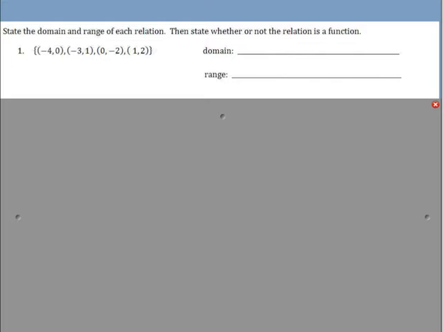So, we have some ordered pairs. We want to find the domain and the range of each relation. Okay, then we need to decide if it's a function or not. So, domain, those are my x values. Remember, we write them in order from smallest to greatest. So, I look, none of them repeat, and they're actually written in order for me, so that's nice. So, that is my domain.